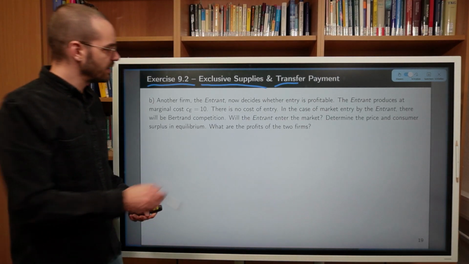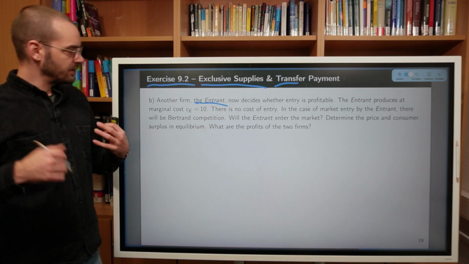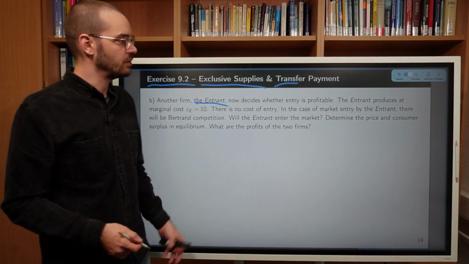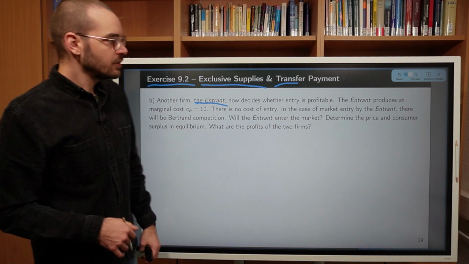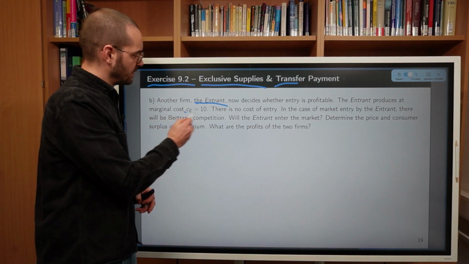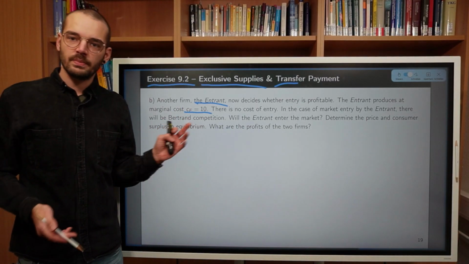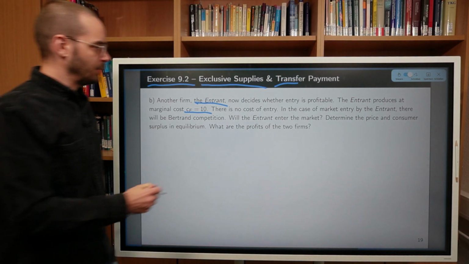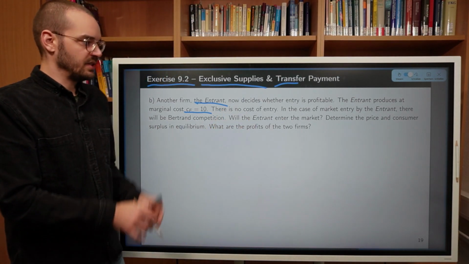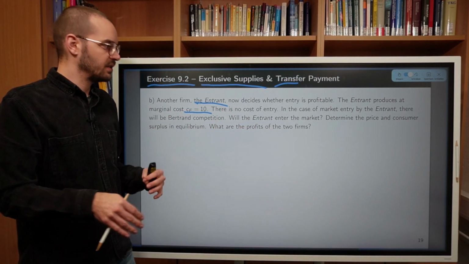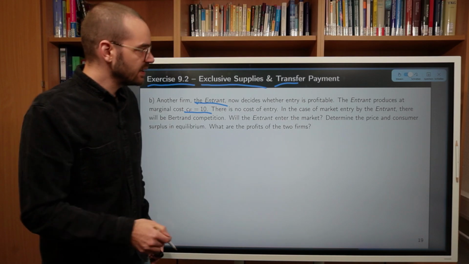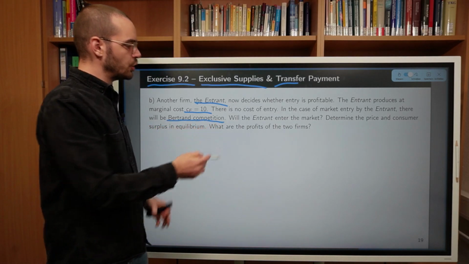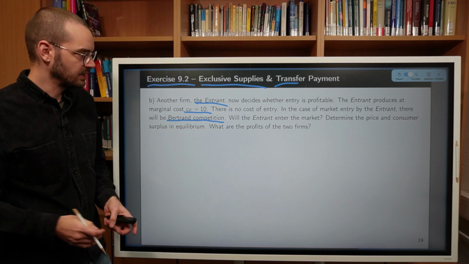In task B, we are now going to consider that there is another firm, a second firm, an entrant, who decides whether entry is profitable. The entrant produces at marginal costs C_E equal to 10, so notably it's lower than the cost of the incumbent. We assume that there are no costs of entry, so no fixed cost or sunk cost of any kind. In the case of market entry by the entrant, there will be Bertrand competition, so competing in prices.